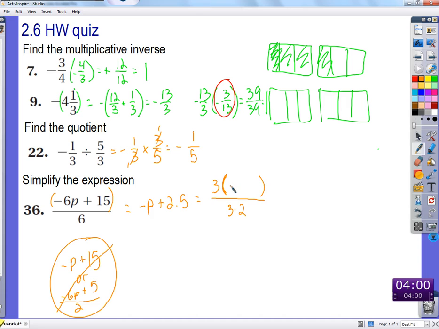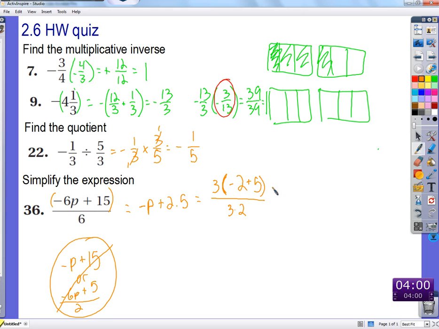Just the number negative 2? Yeah, plus... Nope. Plus 5. Okay. So now we're going to check it by distributing the 3. So 3 times negative 2? Negative 6. That's close. Do we want to get negative 6? We're going to get negative 6 times p.